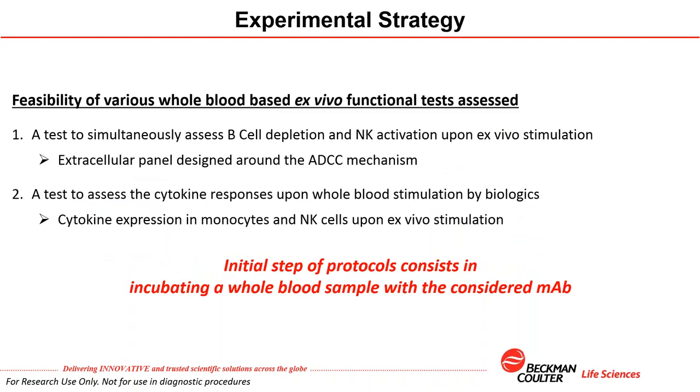So in our case, the experimental strategy that we used to tackle these potential challenges was the following. We assessed our ability to develop two different functional tests, or at least to demonstrate the feasibility of these two functional tests. The first test was designed around B-cell depletion and NK cell activation. So the idea was to design a panel around the ADCC mechanism. The second panel that we've been working on was dedicated to pro-inflammatory cytokine production. And in both cases, the initial first step consisted in incubating the whole blood of a donor together with the therapeutic of choice or the therapeutics considered in the experiment.